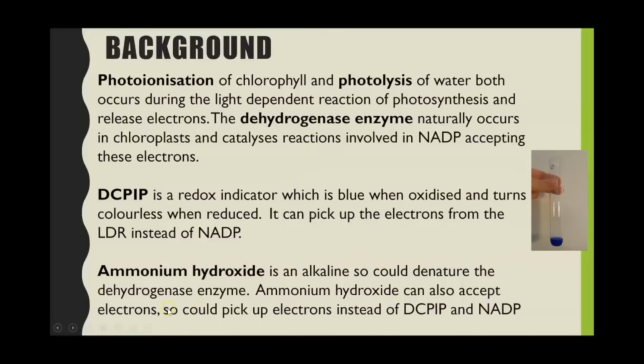So if the ammonium hydroxide picks up the electrons instead of the DCPIP or the NADP, the DCPIP won't go from this blue colour that it is when it's oxidized to being completely colourless when it's reduced. So that's the background information. And from this then, we can come up with our hypothesis.